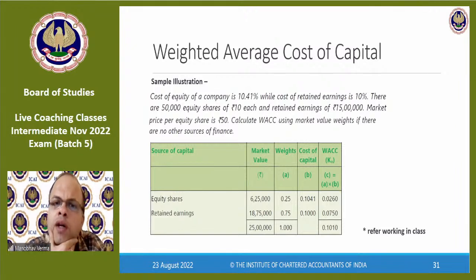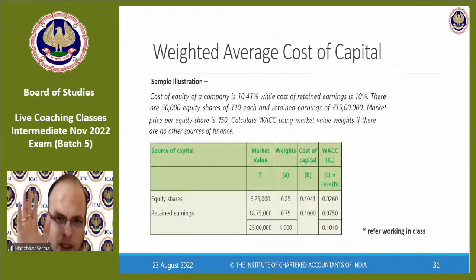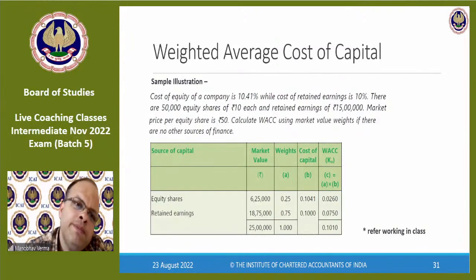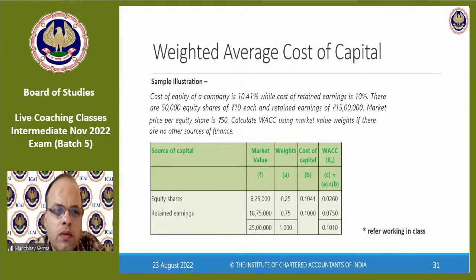Cost of equity of a company is 10.41, while the cost of retained earnings is 10%. Seems to be the same numbers which we calculated. There are 50,000 equity shares of 10 rupees each, retained earnings of 15 lakhs. Market price per equity share is 50 rupees. Wow. Guys, if the market price per equity share is 50, what will be the total market value? Can anyone tell me?